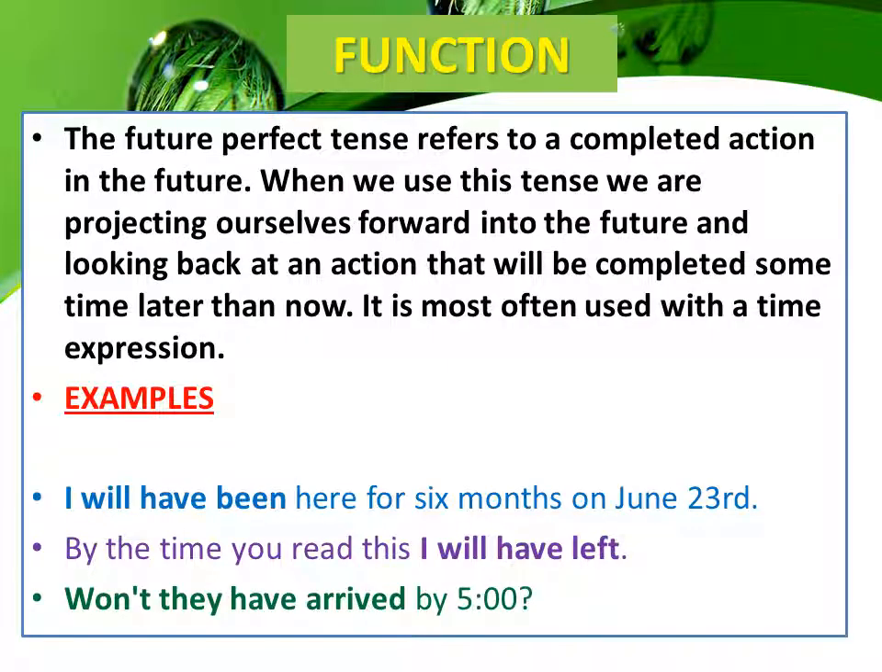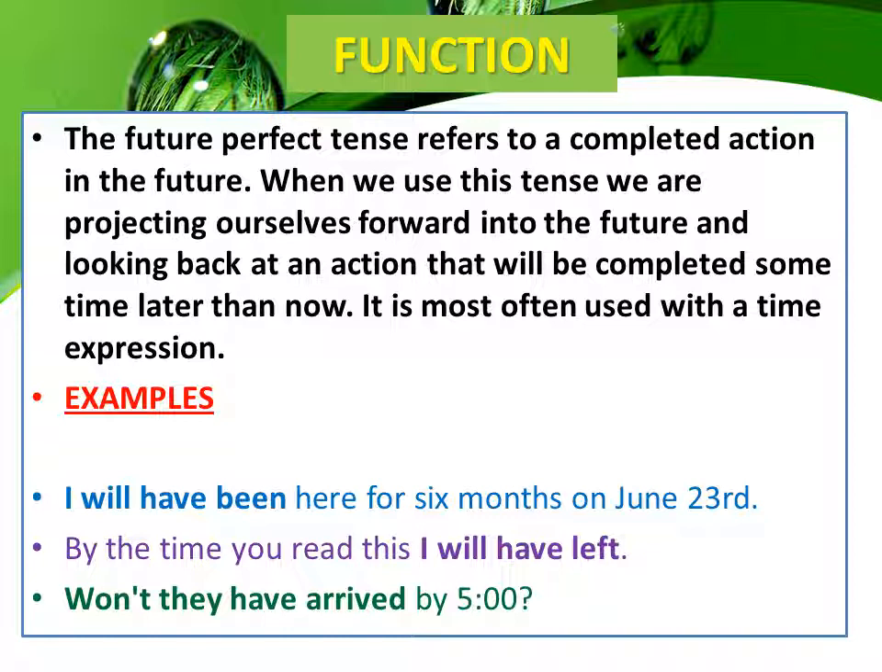Here the function, it's almost the use. So the future perfect tense refers to a completed action in the future. When we use this tense, we are projecting ourselves forward into the future and looking back at an action that will be completed sometime later than now. It's most often used with a time expression. The time expressions اللي كيكونوا غنشوفوهم مع future perfect.